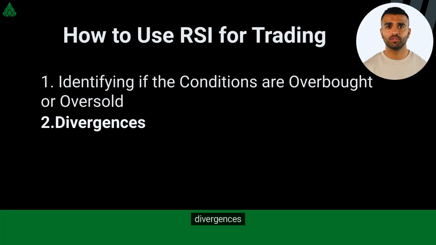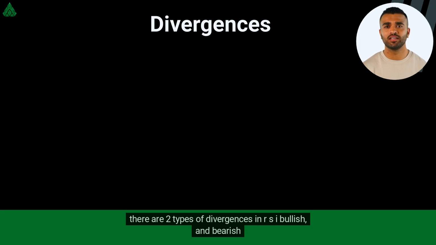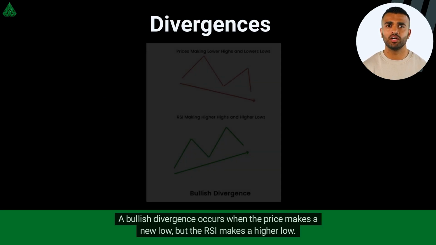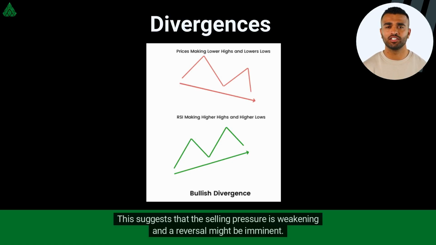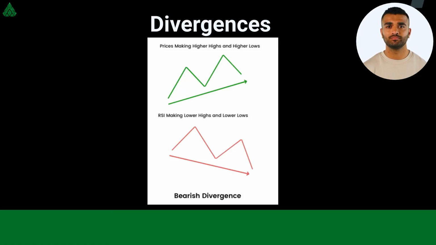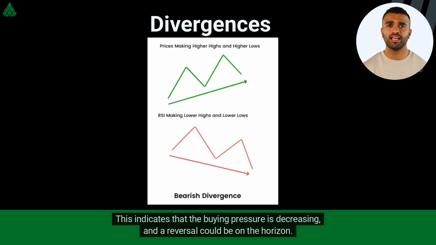Divergences. There are two types of divergences in RSI, bullish and bearish. A bullish divergence occurs when the price makes a new low, but the RSI makes a higher low. This suggests that the selling pressure is weakening and a reversal might be imminent. A bearish divergence happens when the price makes a new high, but the RSI makes a lower high. This indicates that the buying pressure is decreasing and a reversal could be on the horizon.